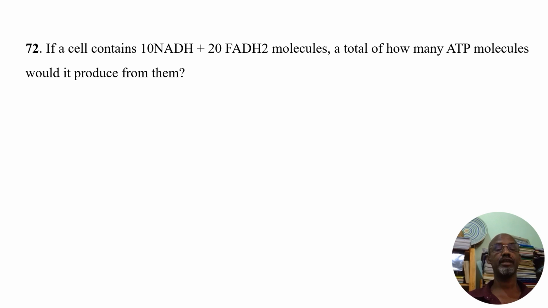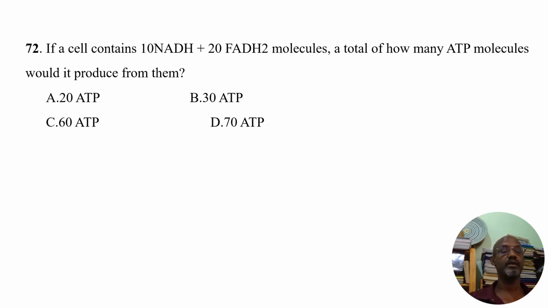If a cell contains 10 NADH and 20 FADH2 molecules, a total of how many ATP molecules would it produce from them? Each NADH is considered to give 3. 10 times 3 is 30. Each FADH2 gives 2. 20 times 2 is 40. 40 plus 30 is 70. The answer is 70 ATP.